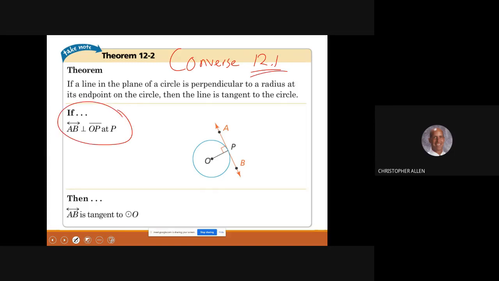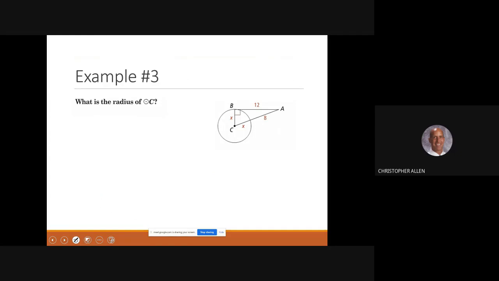It says, if this line and this segment are perpendicular, then it's a tangent line. That's what it's saying. So it's saying that if the radius of a circle and a line that touches the circle are perpendicular, then it has to be a tangent line. So the converse of what we just did. So let's look at this example here.